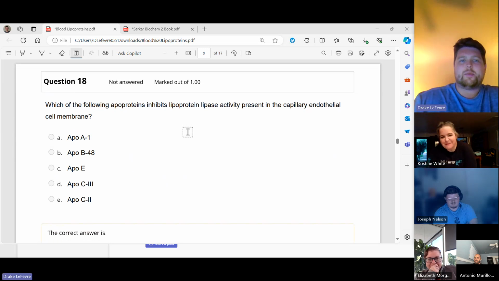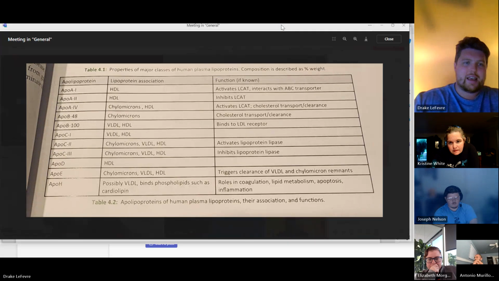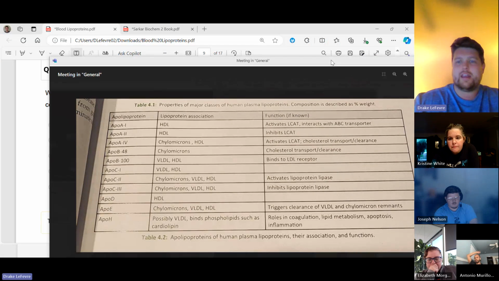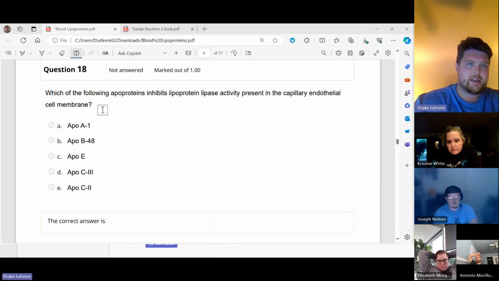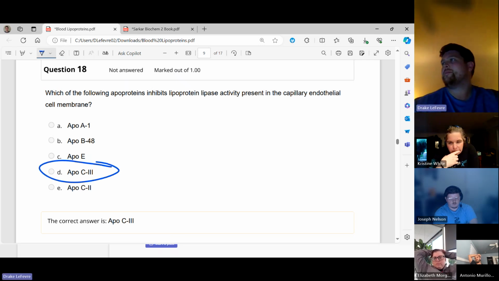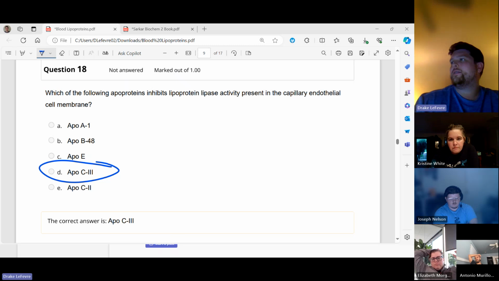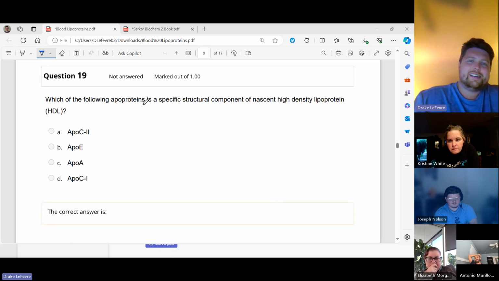Okay, which of the following apoproteins inhibits lipoprotein lipase? And now this is just the other side, inhibiting it. We go back to our beautiful chart. We look at our chart. ApoC3 inhibits lipoprotein lipase. Is that our answer? More than likely it is. Yes, it is. Love a good chart. And look, more questions straight from the chart.